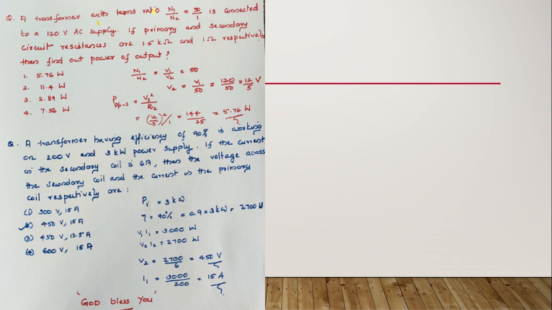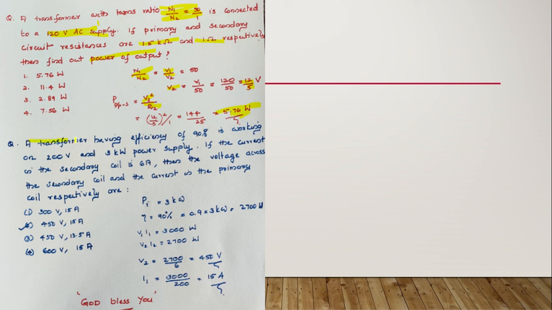A transformer with a turns ratio N1 by N2 equal to 50 is connected to a 120 volt AC supply. If the primary and the secondary circuit resistances are 1.5 and 1 ohm, then find the power output. So we can easily find, N1 by N2 is V1 by V2. So the output potential is V1 by 50. We get the value 12 by 5. So the power output is V2 square by R2. So we get the answer.